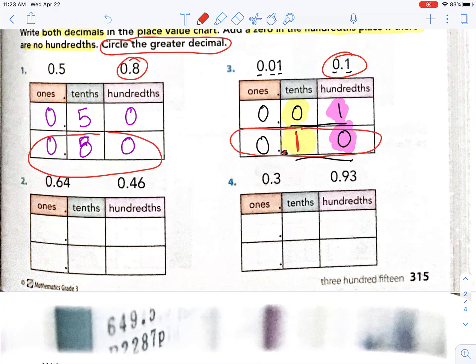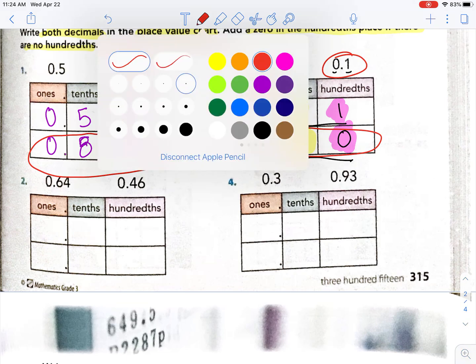All right. This is one of those ones that goes really fast too. 0.64, 0.46. They try and use the similar numbers to see if we're paying attention. Let's look at it.